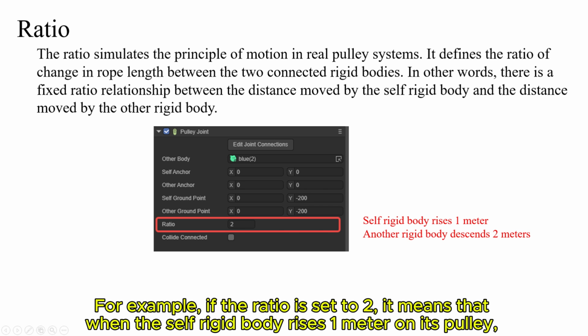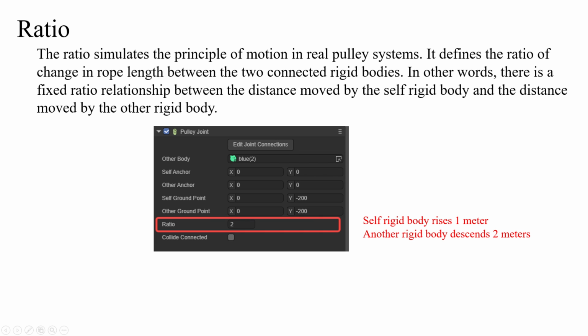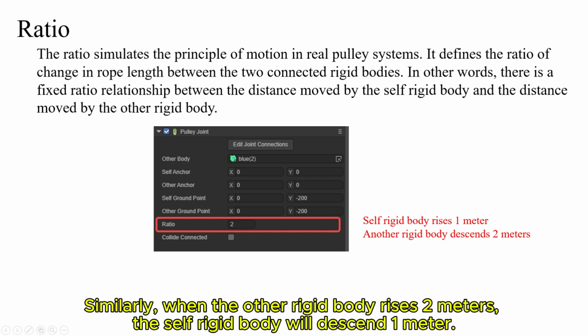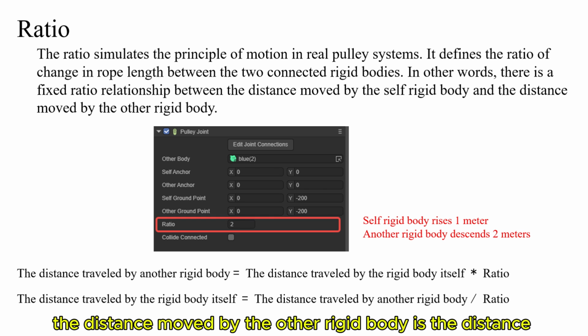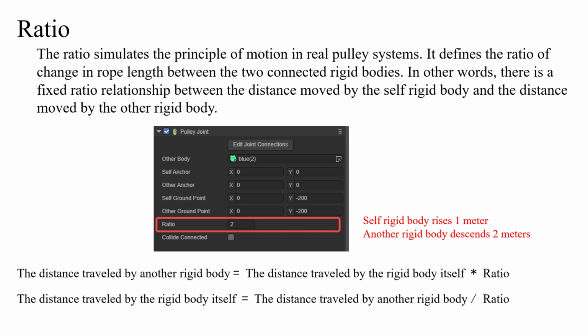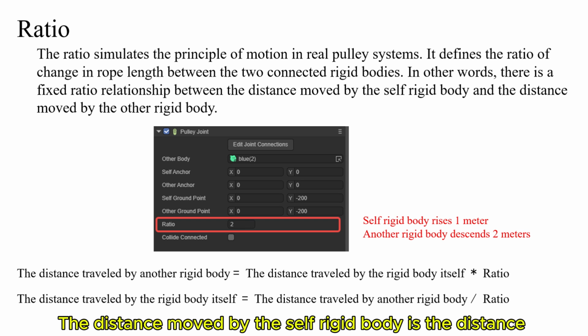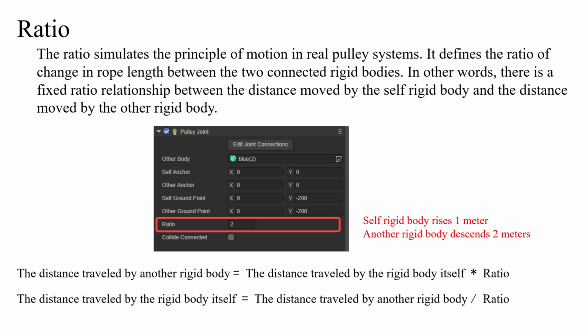For example, if the ratio is set to 2, it means that when the self-rigid body rises 1 meter on its pulley, the other rigid body's pulley will descend 2 meters. Similarly, when the other rigid body rises 2 meters, the self-rigid body will descend 1 meter. Therefore, at the same time, the distance moved by the other rigid body is the distance moved by the self-rigid body multiplied by the ratio. The distance moved by the self-rigid body is the distance moved by the other rigid body divided by the ratio.